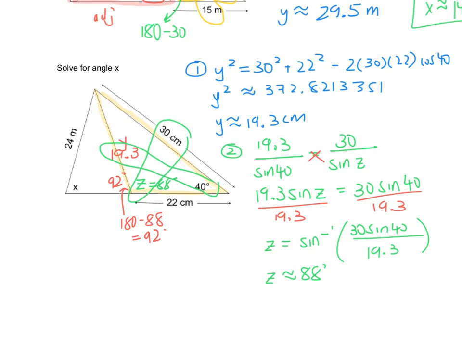And now we have a nice full pair between the 24 centimeters and the 92 degrees. And then I'm looking for angle X, and I have its corresponding side, which is 19.3. So we're going to do another sine law. So why don't you pause the video here, set up your sine law, and solve for angle X, and then come back to check your work.